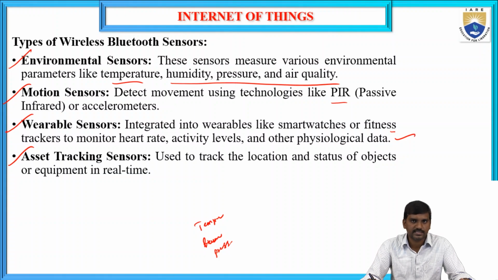Next, the asset tracking sensor is used to track the location and status of objects or equipment in real time. So that is the asset tracking sensor. So these are the four important types of wireless Bluetooth sensors. The environmental sensor can track parameters of the environment like humidity, temperature, pressure, air quality. The motion detector sensor works using PIR, passive infrared, or accelerometer sensors. And then the wearable sensor and the asset tracking sensor.